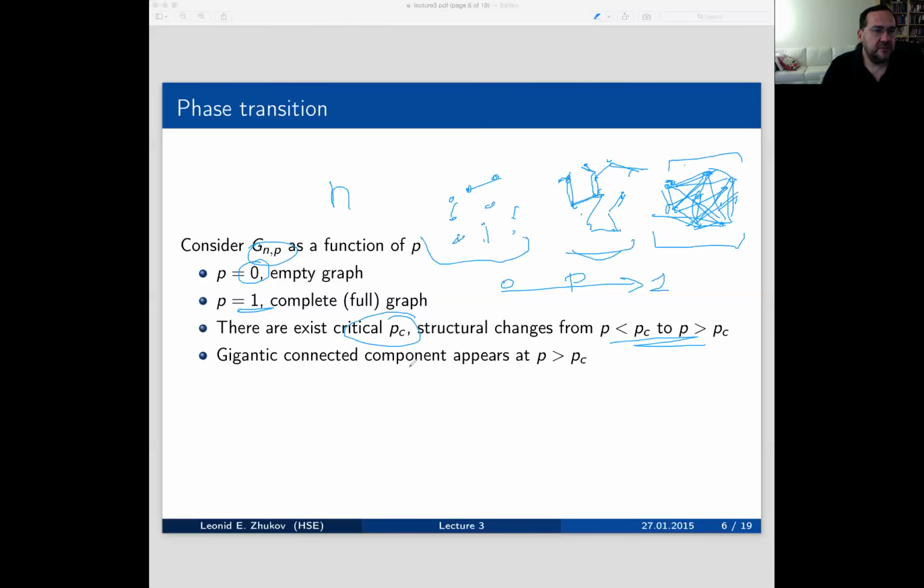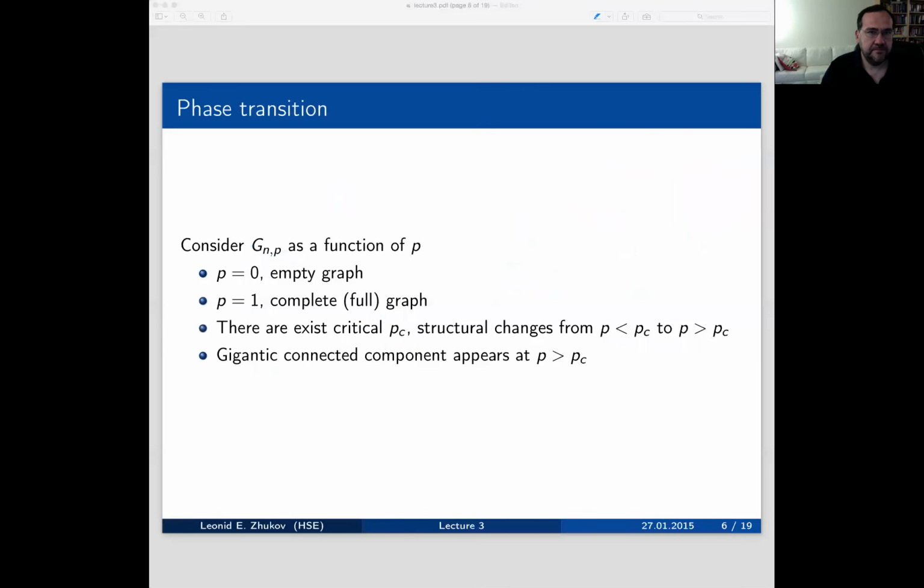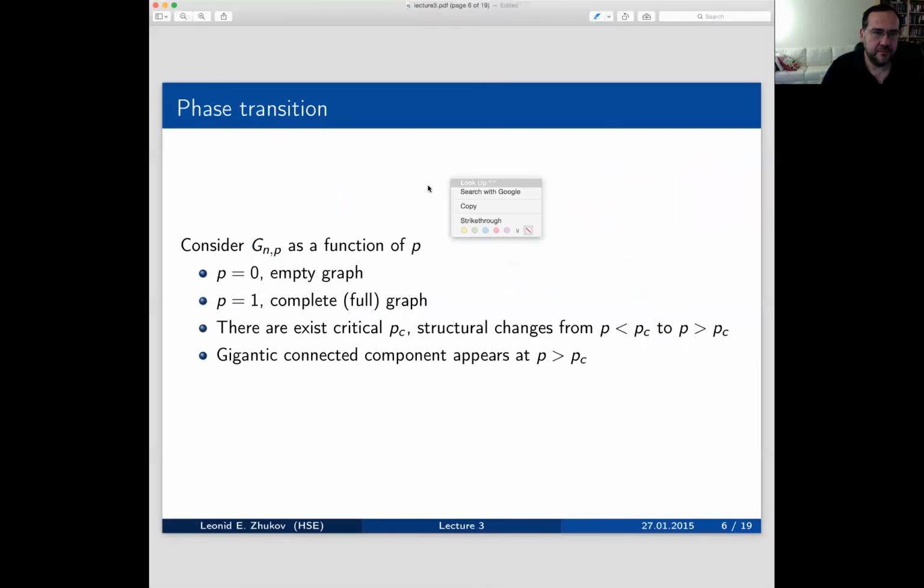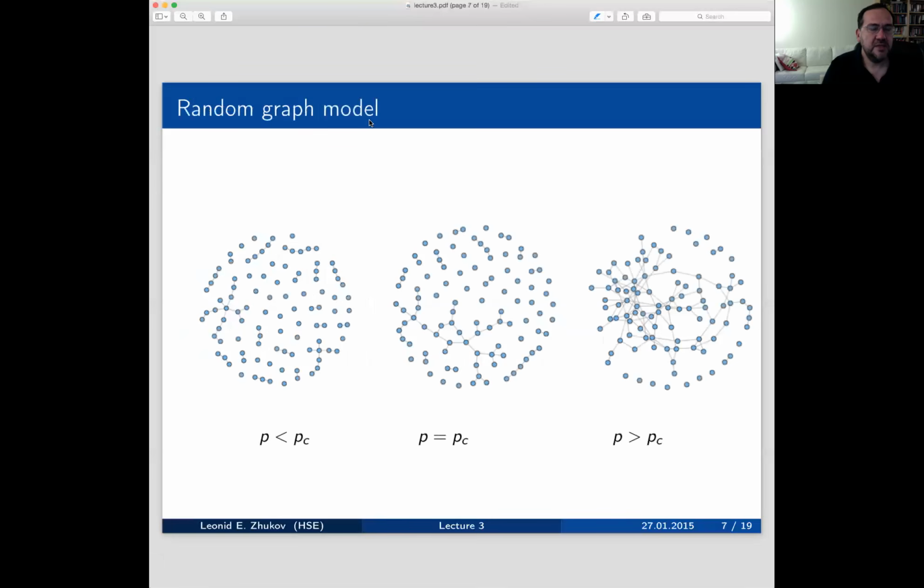So this critical moment is when we get a gigantic connected component. And it, of course, exists after the critical value of P. So before the critical value of P, we have a bunch of separate nodes. And when the critical value of P occurs, nodes become connected. So here's the picture.